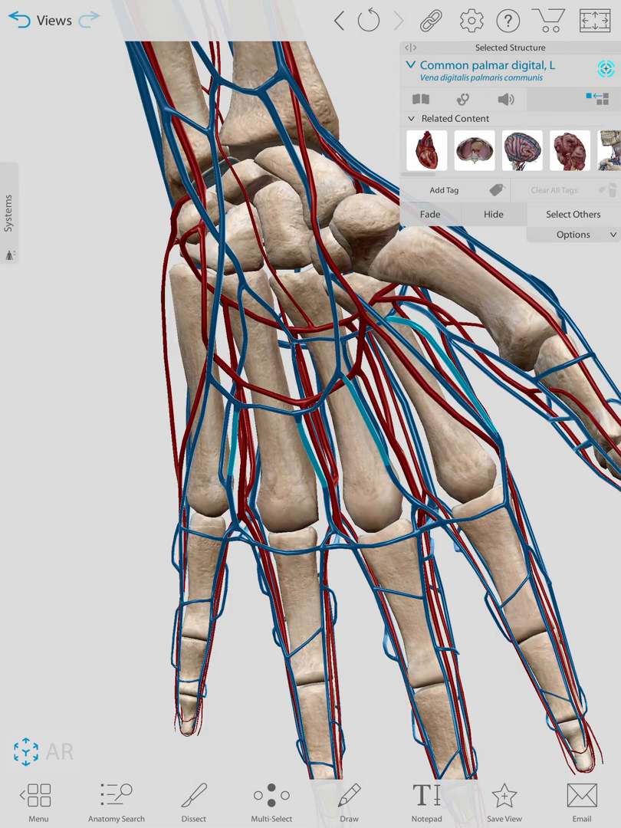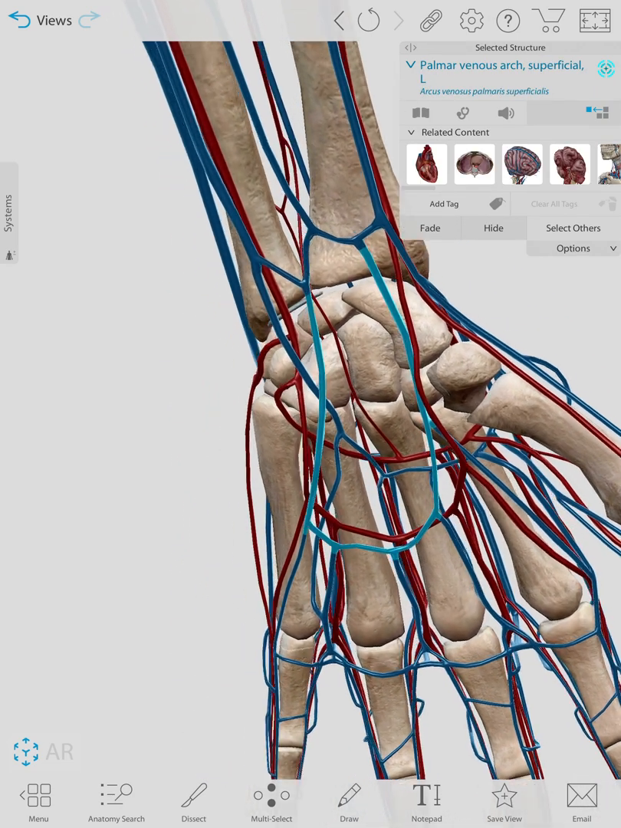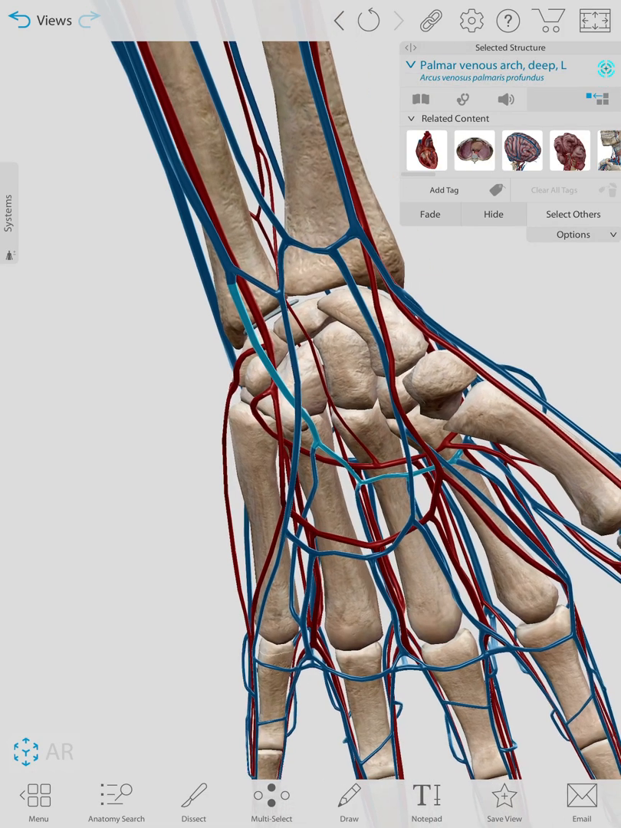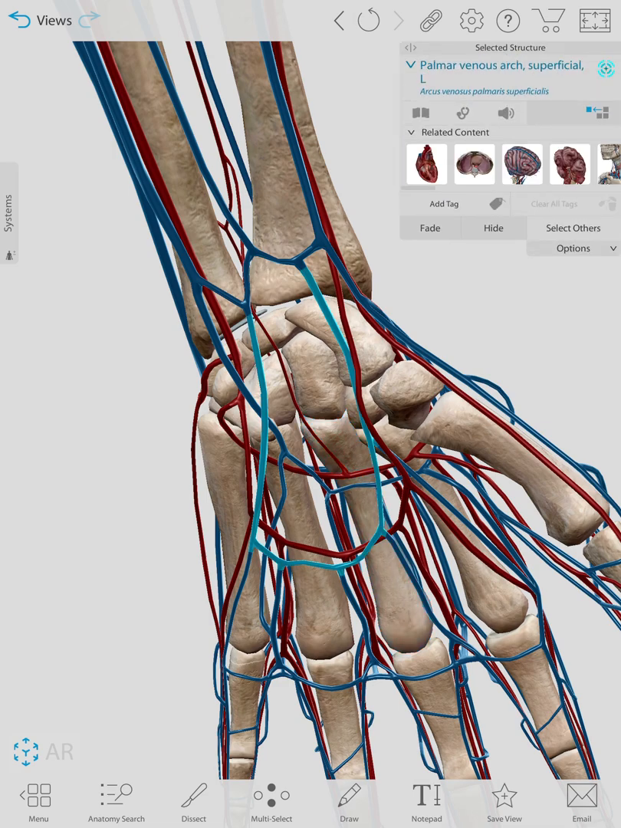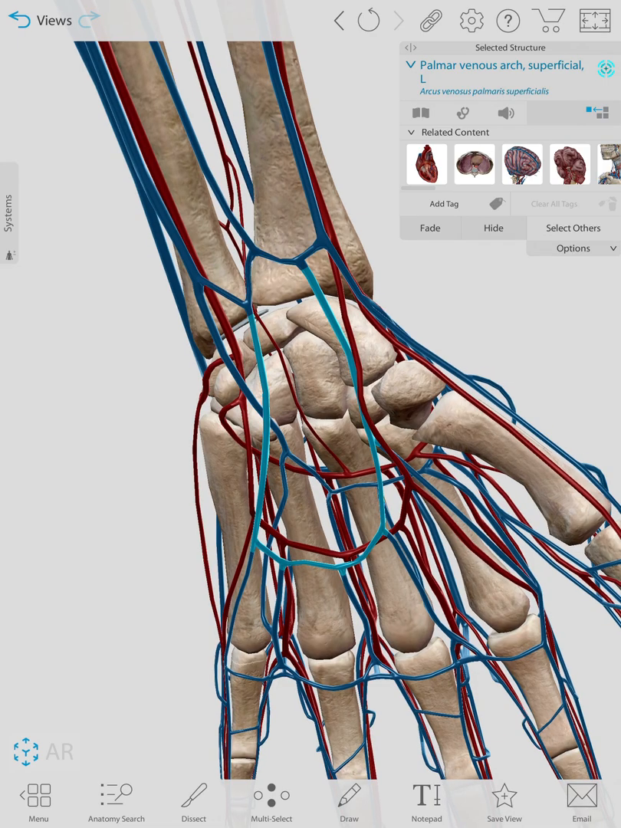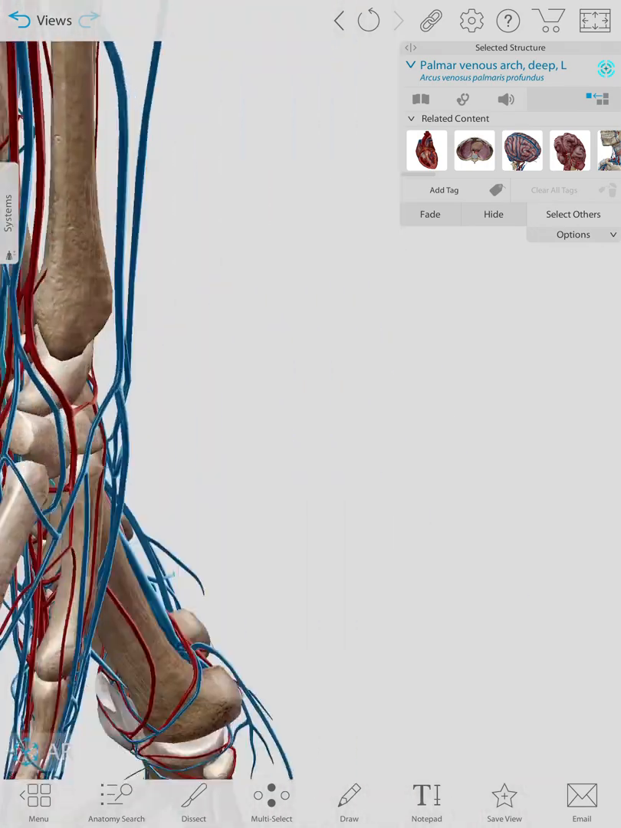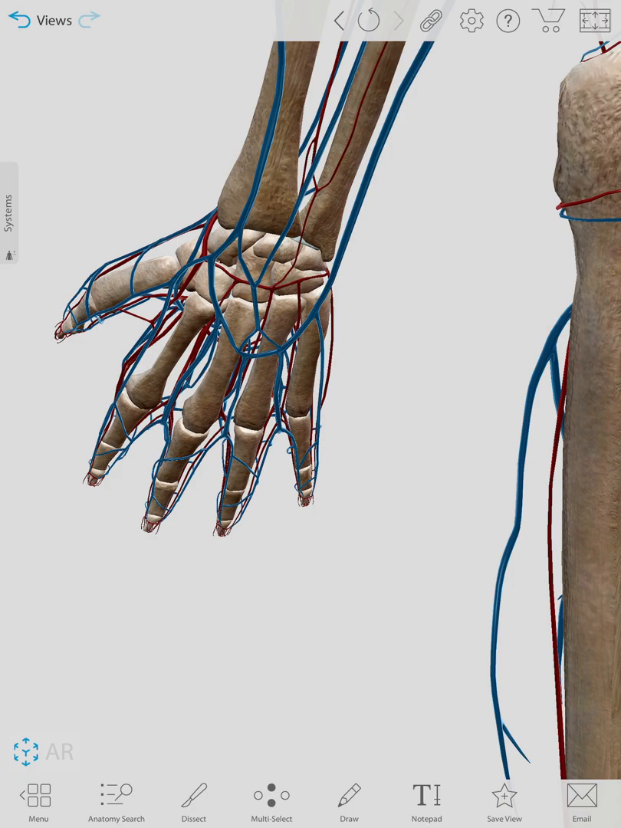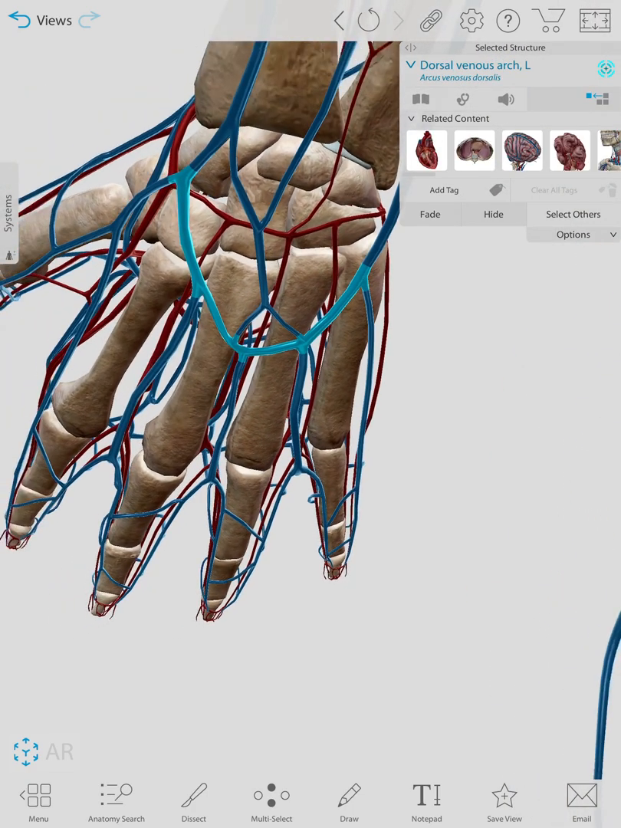These transition into a common palmar digital vein and then into the palmar venous arches. We have a superficial and a deep palmar venous arch. You should just be aware of them being referred to as palmar venous arches. If I can click here, you can see the superficial, and here you can see the deep. If we look on the dorsal side of the hand, there's actually a dorsal venous arch as well, right here. So there's our dorsal venous arch, okay?